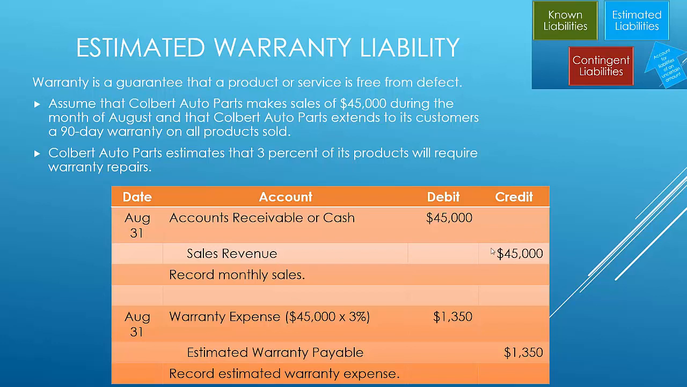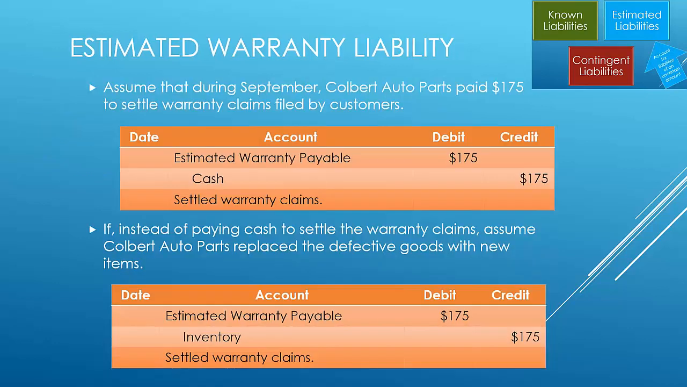So I made all of this revenue, but I also am likely to incur this $1,350 in expenses as a result of making that revenue. And remember, we match up all of the expenses that are required to make that sale, and in this case, warranty expense would be one of those expenses. And then we tuck the rest away into a payable account until the repair needs to happen, which is what we're going to talk about now.